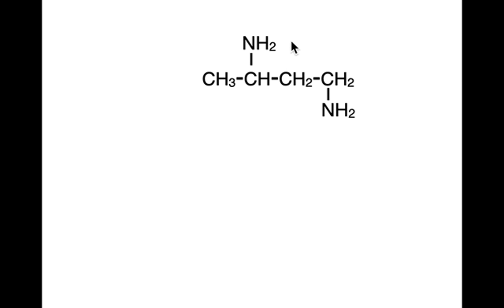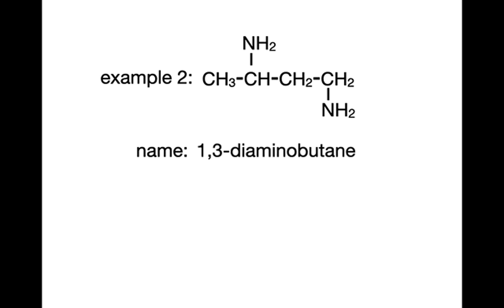Okay. So see if you can name this one. You have 2 aminos. See if you can name it using the IUPAC naming system. Okay, so its name would be 1,3-diaminobutane.